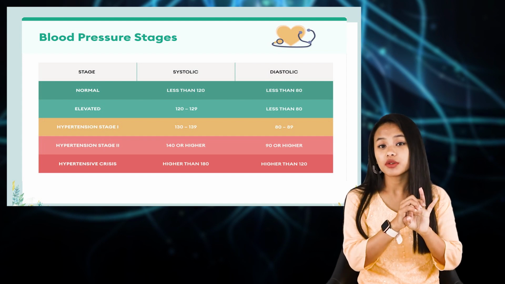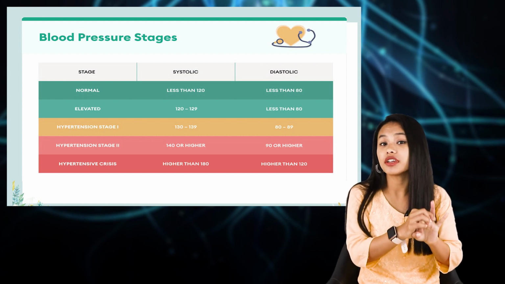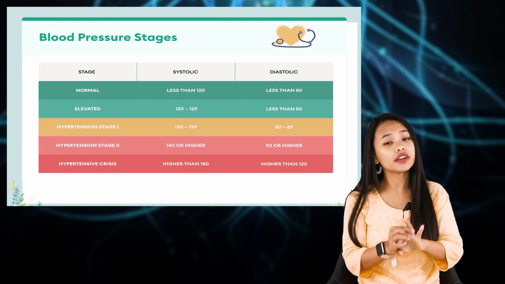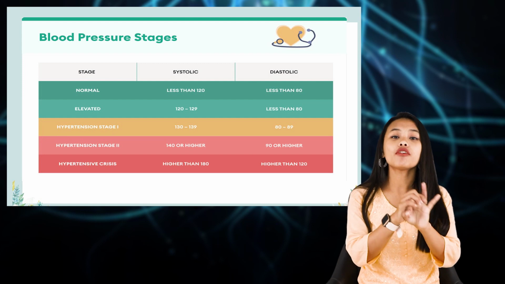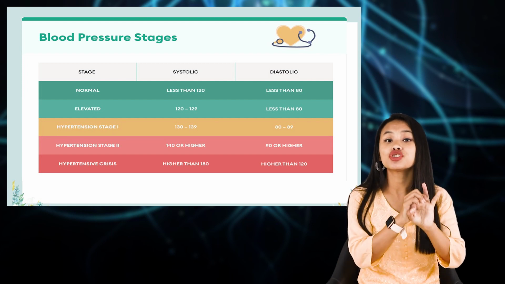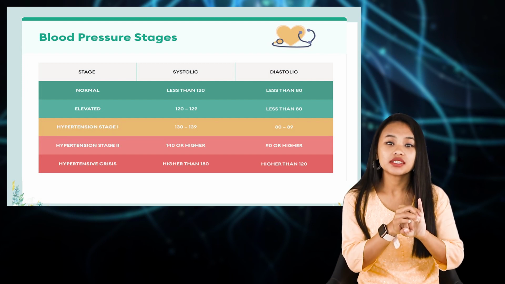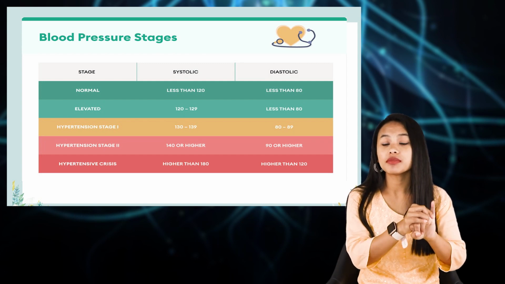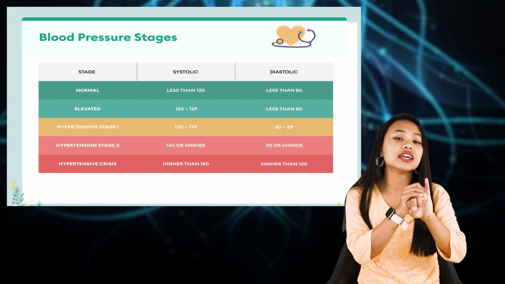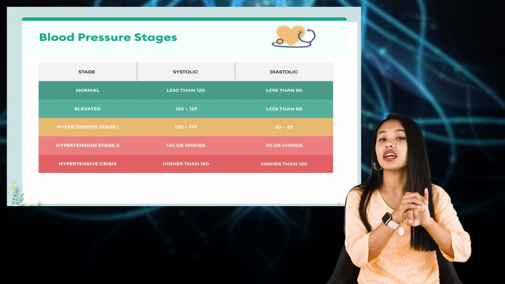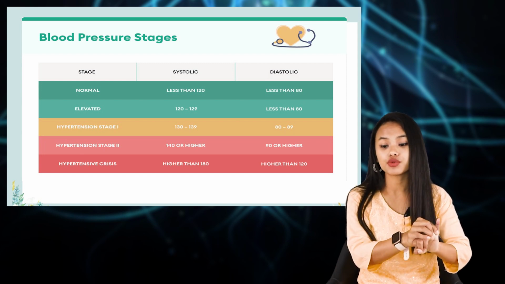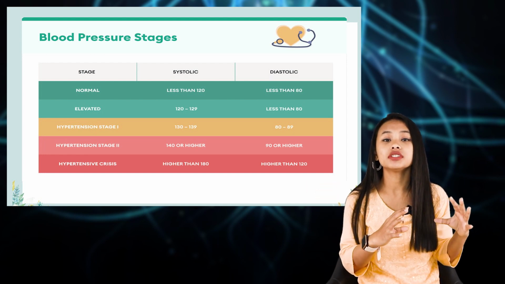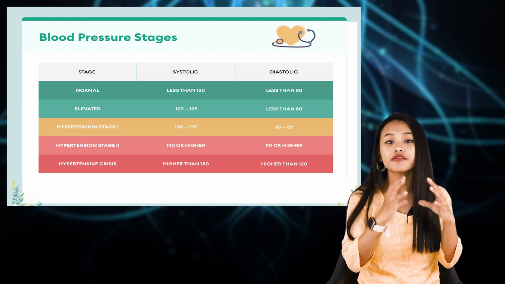Whereas if the systolic pressure is 140 or even higher than that and the diastolic pressure is 90 or even higher than that, then it falls under hypertension stage 2. And the last one is the hypertensive crisis. So here, if the systolic blood pressure of an individual is higher than 180 and the diastolic blood pressure is higher than 120, then this falls under the stage of hypertensive crisis.